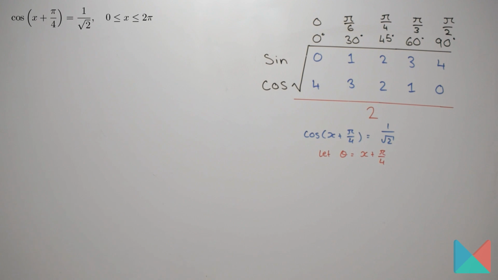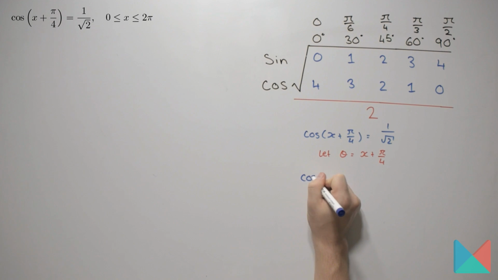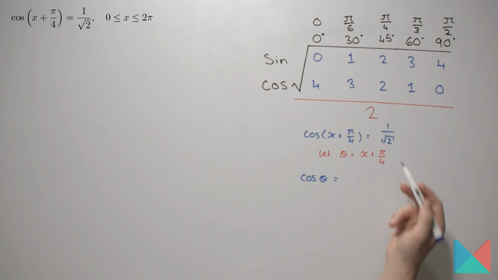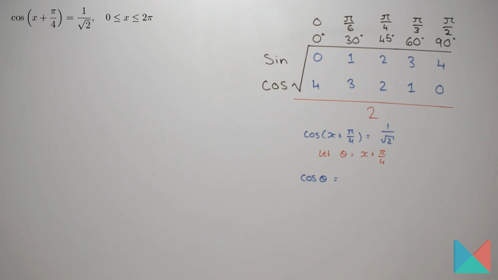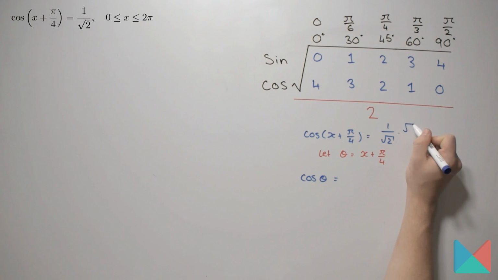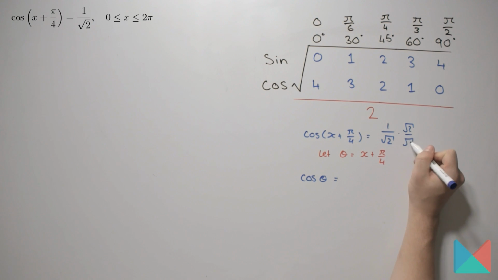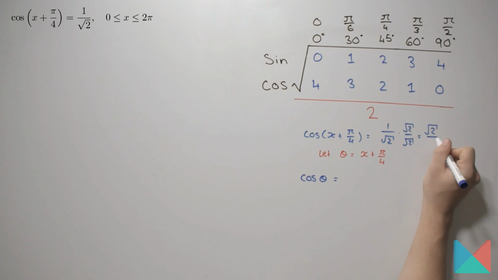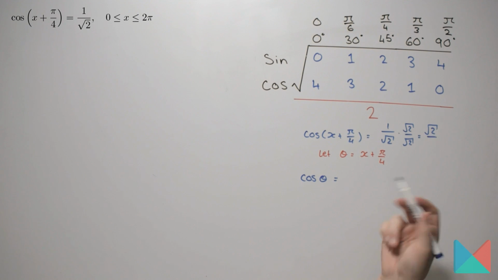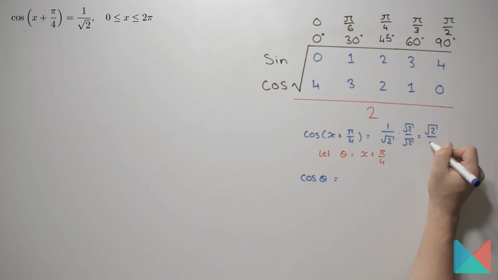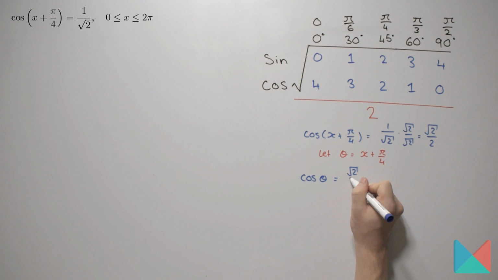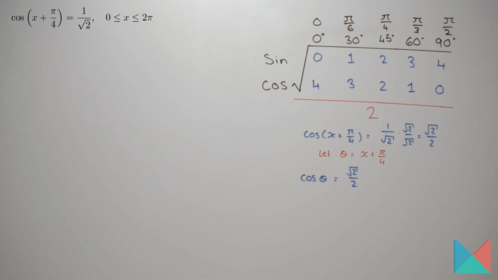And so now, resubstituting this into our original equation, we get cos of x plus pi on 4, which is now theta. Cos of theta is equal to 1 over root 2. And now we're going to rationalize the denominator. So we're going to times by root 2 and divide by root 2. And this is going to equal root 2 times 1, which is root 2, divided by root 2 times root 2, which is root 2 squared, and the square roots cancel out, and we're left with just 2. So now we're solving for cos theta is equal to root 2 over 2.